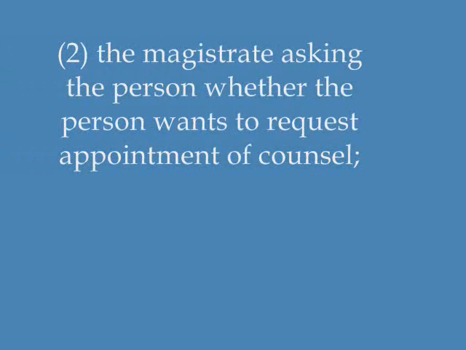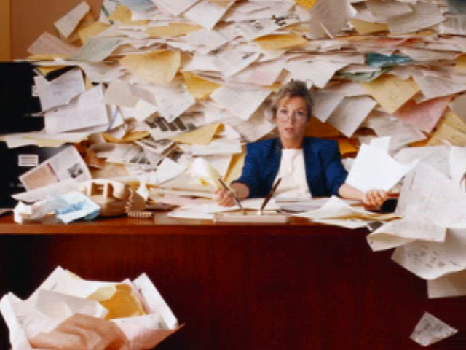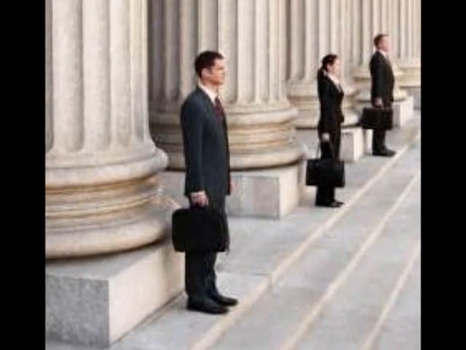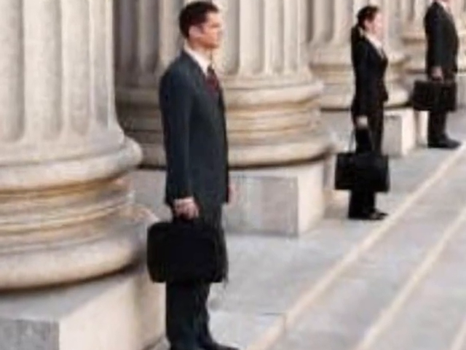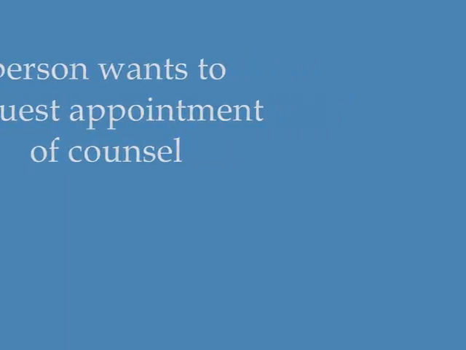Now, let's go to 2. The magistrate asking the person whether the person wants to request appointment of counsel, and, subitem 3, whether the person requested appointment of counsel. Well, this all seems pretty clear to me. Here are 3 things they must document about the appointment of counsel. Nowhere here does it say the judge must document that the judge denied the appointment of counsel or that the judge denied the opportunity to request appointment of counsel. It just simply says that on these 3 things, the documentation shall be made that the person was told about the appointment of counsel and whether or not they wanted to request appointment of counsel and whether or not the person did request appointment of counsel.